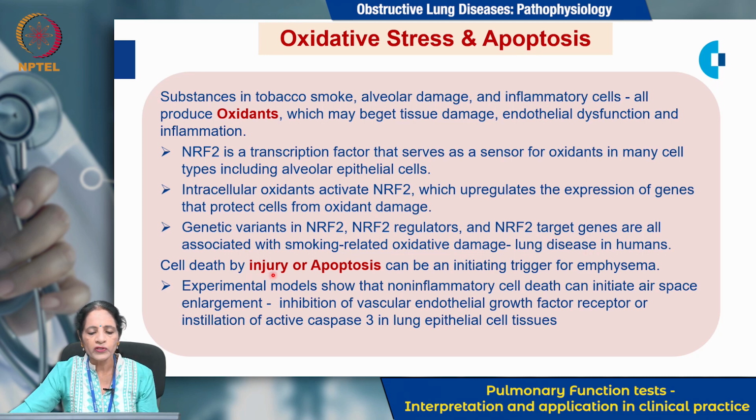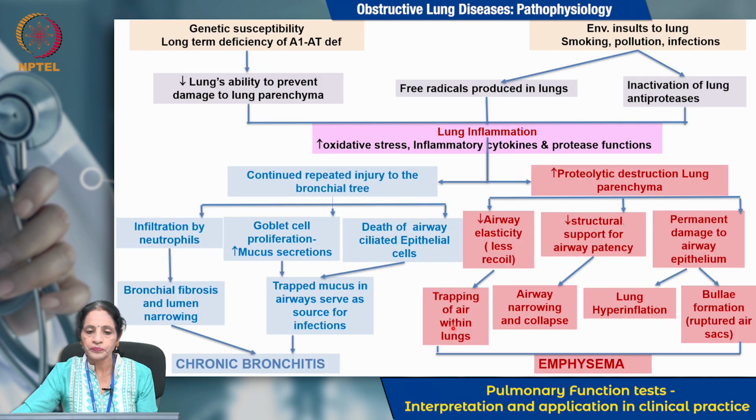So, cell death by injury or apoptosis can be an initiating trigger for emphysema, and this was proved by experimental models showing that non-inflammatory cell death can initiate airspace enlargement, inhibition of vascular endothelial growth factor receptor being the major responsible factor, or sometimes instillation of active caspase 3 which is considered to be an apoptotic factor in lung epithelial cell tissue leading to apoptosis and damage to the alveolar wall leading to what is called emphysema.